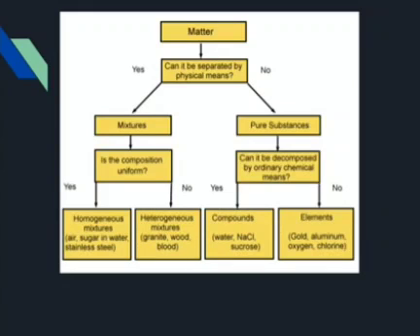If the matter is not separated physically, then that is called a pure substance. If the pure substance is decomposed by ordinary chemical reactions, then those are called compounds. Example: water, sodium chloride, sucrose. If the pure substances are not decomposed by ordinary chemical reactions, then those are called elements. For example, gold, aluminum, oxygen, chlorine, etc.